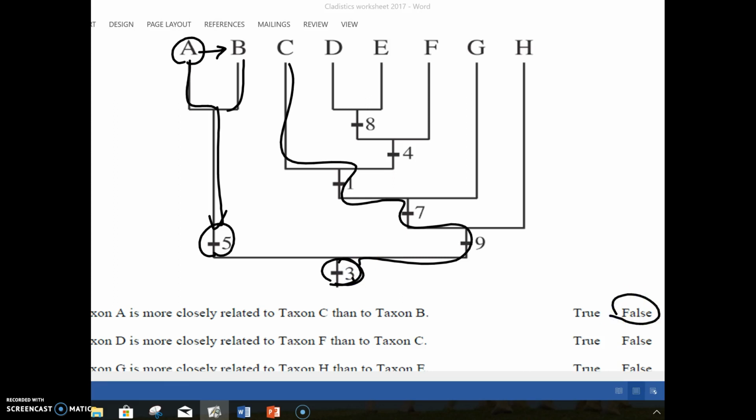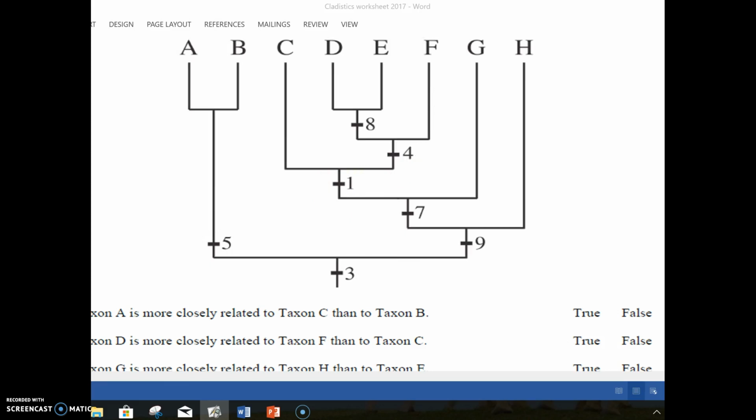Let's look at the second one. D is more closely related to F than to C. So here's D, and here's F. D and F track back to 4. D and C, you have to track back to 1, so that would be true. So basically, if you track them backwards and figure out at what point they diverge, this could represent a trait. Here, trait number 8 appeared, trait number 4 appeared, trait number 1 appeared. And the further back you have to go, the less related they would be. So that would just be a couple of examples of what they could ask you to do.